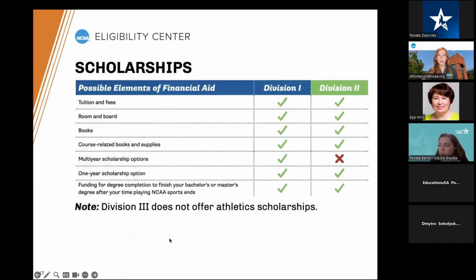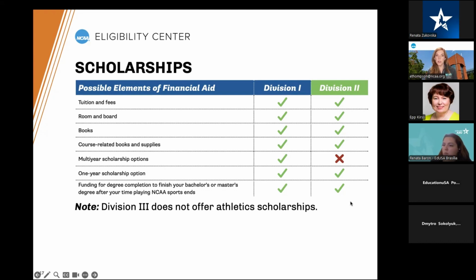As I mentioned earlier, there are lots of different scholarships at the Division I and Division II level. What those scholarships or financial aid could cover could be tuition and fees, the cost of attendance there, room and board, so your cost to live on campus, food, etc., books, course related books and supplies if there were additional ones. And then there are different types of scholarships referred to as multi-year scholarship options, which is available at the Division I level, but not the Division II level.